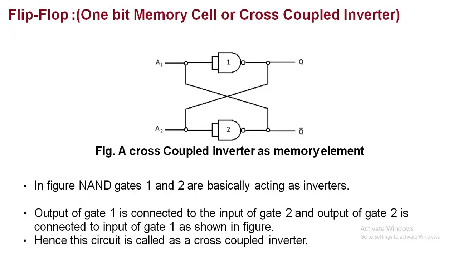Now we will see the construction of a flip-flop. So here are two NAND gates. NAND gate 1, input to the NAND gate 1 is A1 and output is Q. Input to the NAND gate 2 is A2 and output Q bar. But the connection is like this. Output of gate 1 is given as an input to gate 2. Likewise, output of gate 2 is given as an input to gate 1. That's why it is called a cross-coupled inverter.